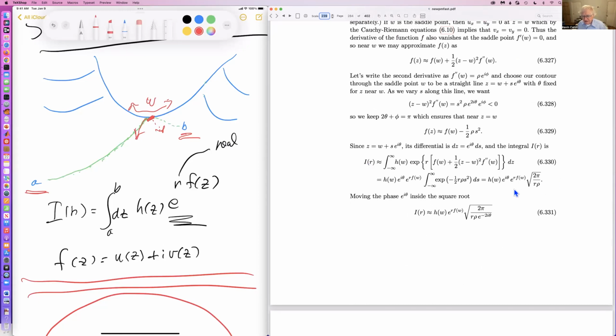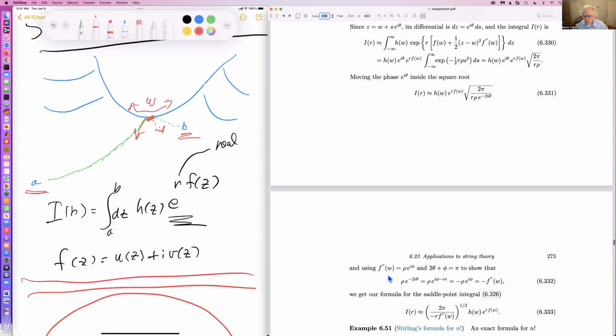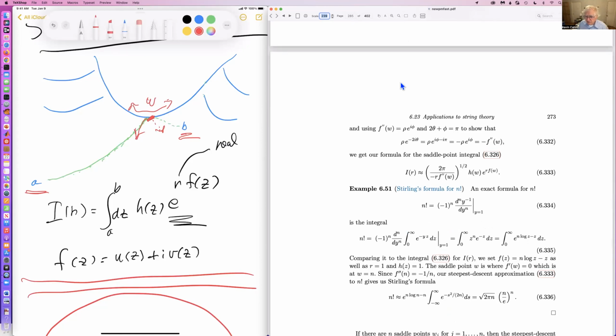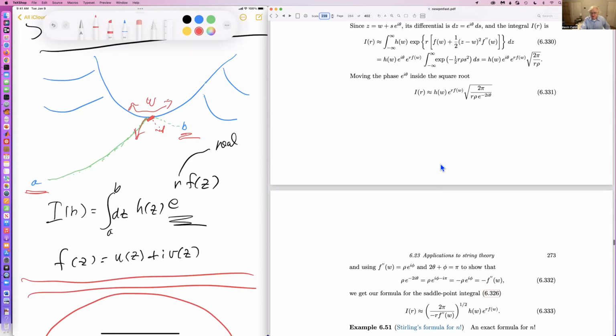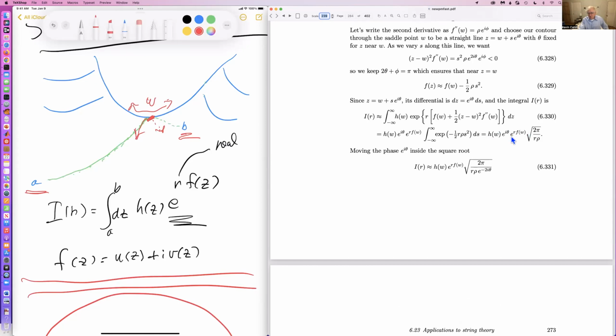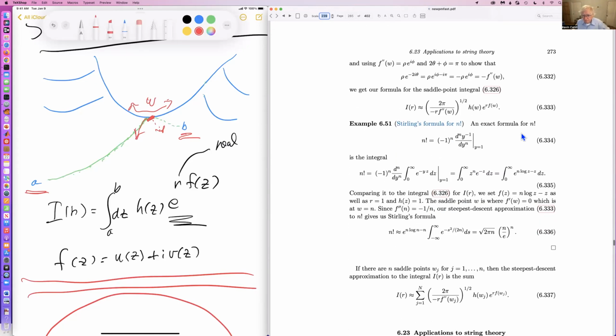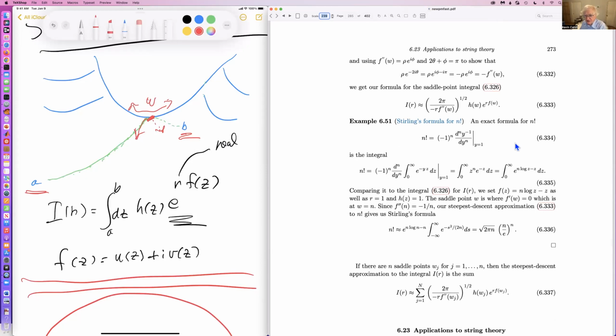It's a little bit complicated like that, but what's useful is to take this e to the I theta and stick it down there. And then when we do that, we see that f double prime is rho e to the I phi, the 2 theta plus phi is pi. And so this structure down here, rho e to the minus 2 I theta, is just minus f double prime at w. And so the nice formula is this. By the way, in most textbooks, this is not used, and instead they leave you with something that looks basically like that. There may have been improvements in the last 10 years, I don't know.